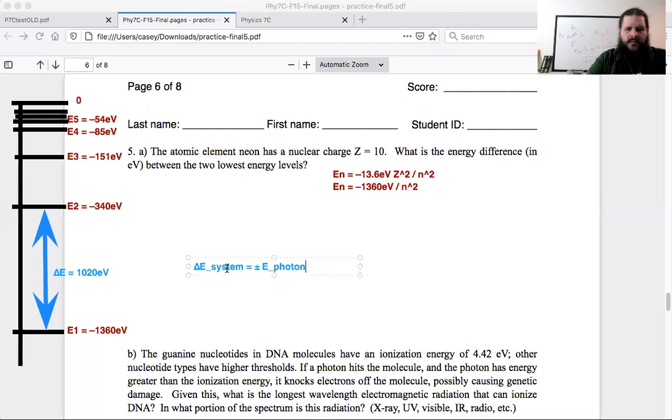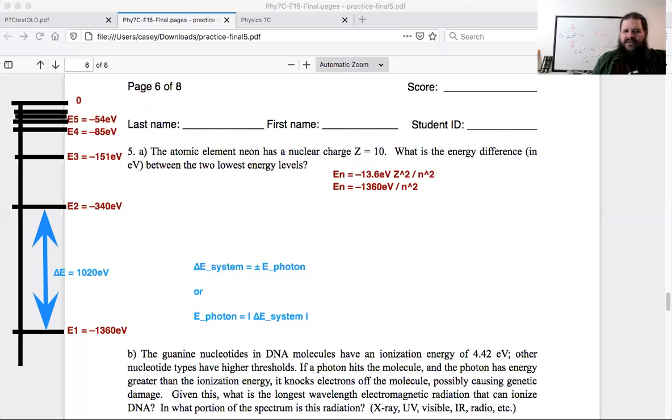Okay, thank you. Alternatively, we could just say energy of the photon is absolute value of delta energy of the system. Because energy of a photon is always positive. It's just the amount of energy the photon has. But the system could be gaining or losing energy depending on whether it's absorbing or emitting a photon.